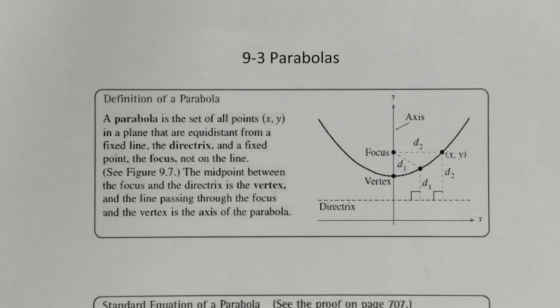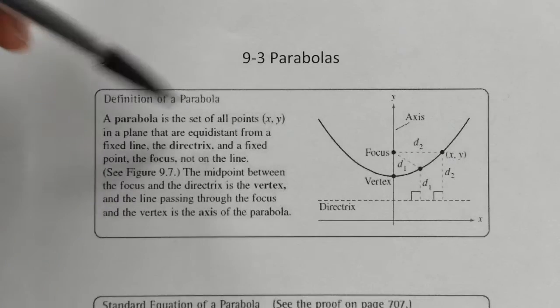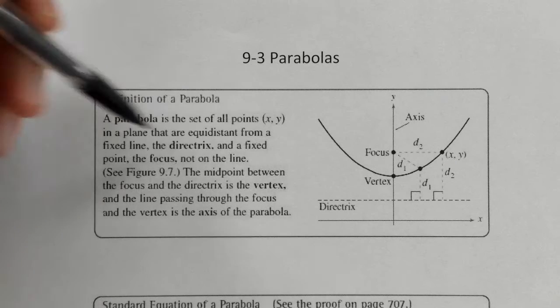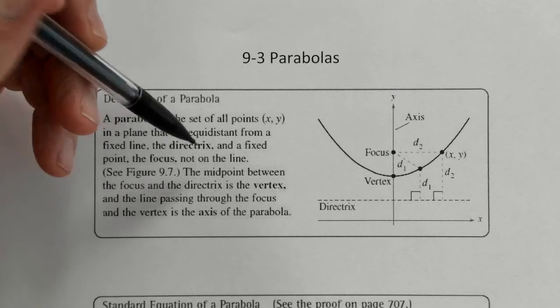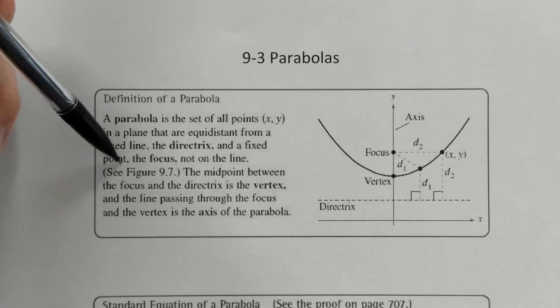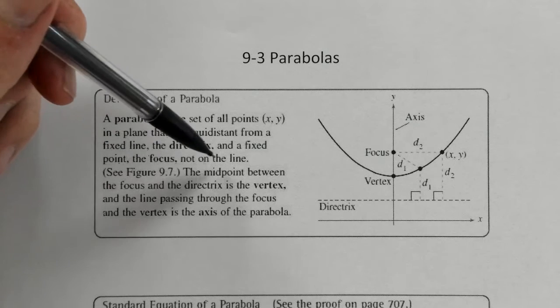Okay, in this section 9-3, we're looking at parabolas. So that's the next type of conic section that we are going to discuss. And so we look at the formal definition first. The definition of a parabola is the set of all points in a plane that are equal distance from a fixed line, which is the directrix, and a fixed point, the focus, that's not on the line.